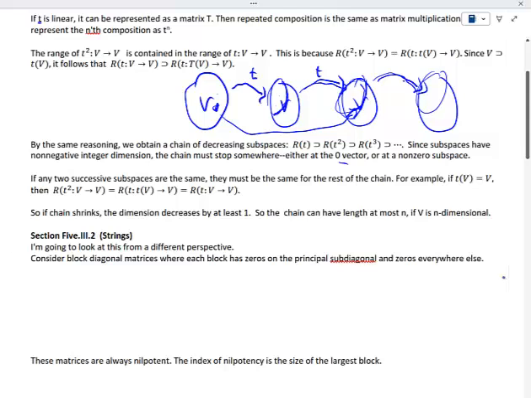So consider a block diagonal matrix where each block has zeros on the principal diagonal. Says zeros. This should say ones, not zeros. Ones. Okay. So let me just do a simple example here. What do I mean by this? It's a block diagonal matrix. So I can divide the matrix up into blocks.